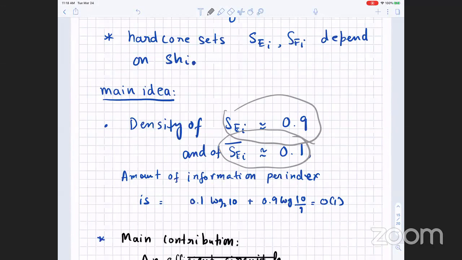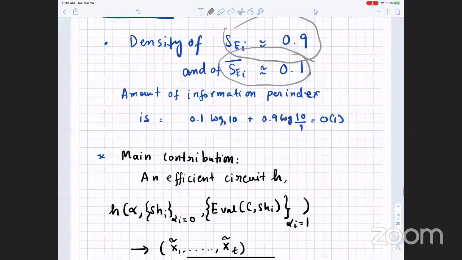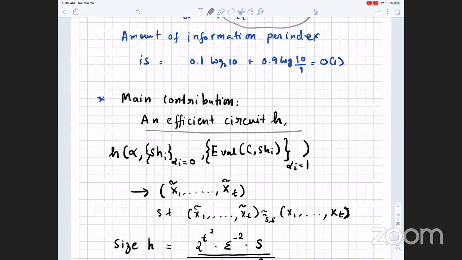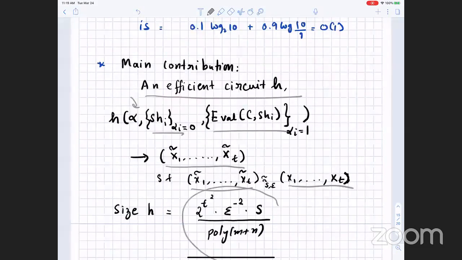So the main contribution of our work is that we build an efficient circuit H using some techniques, which takes an instance of the form alpha, the shares, and the evaluation shares, as in the previous hybrid that I just showed you. It takes that, and it outputs randomness x1 tilde to x2 tilde, such that now this x1 tilde to x2 tilde looks like the actual randomness that you were sampling in the previous hybrid, but now this circuit H is pretty small. I mean, it's not small, but it's reasonably small so that you can make the security proof go through. So that's our main contribution.